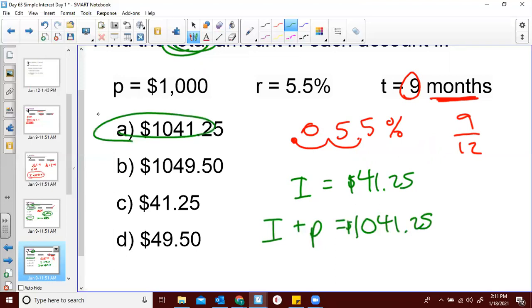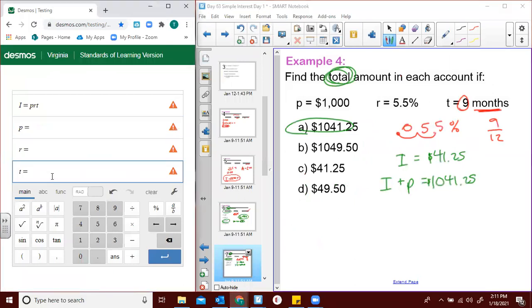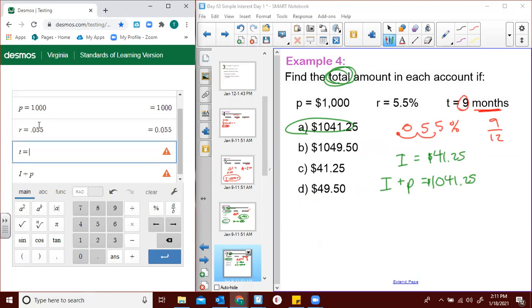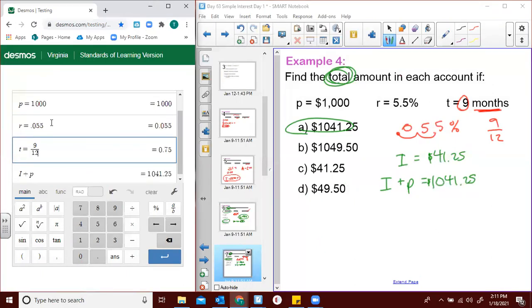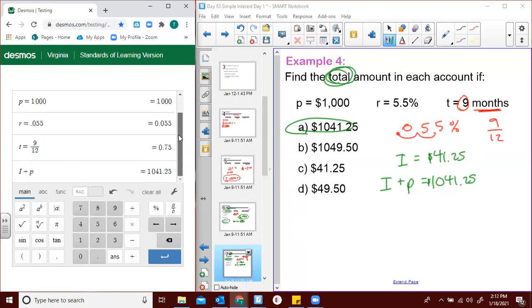So make sure you read the problem. And actually, if I want to just kind of show you this in Desmos as well, another thing that I can type in Desmos would be my I plus P, right? So you'll have both possible answers in Desmos right away. 0.055. Remember, we had 9 divided by 12. All right, well, look, if I go to the top, it gives me my interest, which is $41.25. But if I scroll all the way down, it'll also give me my total because I added my interest right here, plus my P, which is principal.